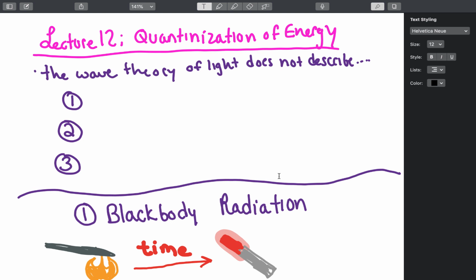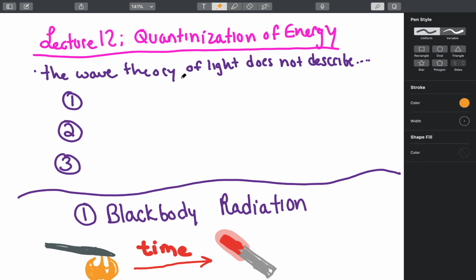So today we're going to be starting our second lecture on atomic structure, and we are going to be mainly focusing on the concept of the quantization of energy. Now in the last video we talked a lot about the wave theory of light. However, this time we're going to be talking about certain concepts which the wave theory of light does not describe. So with that, let's begin.